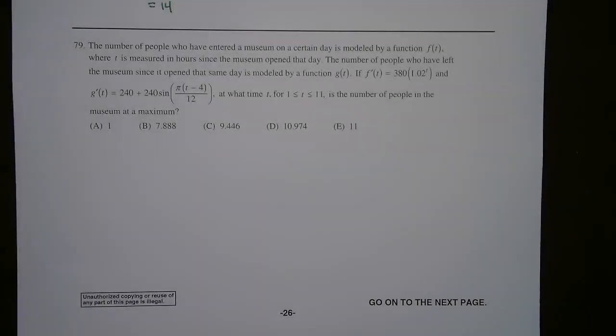The number of people who have entered a museum on a certain day is modeled by the function f of t, where t is measured in hours since the museum opened that day. The number of people who have left the museum since it opened that day is modeled by g of t. So we have a function that's adding people to the museum, and a function that's removing them. g of t is the number of people that have left, okay?